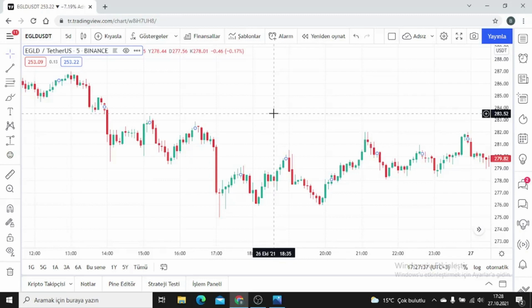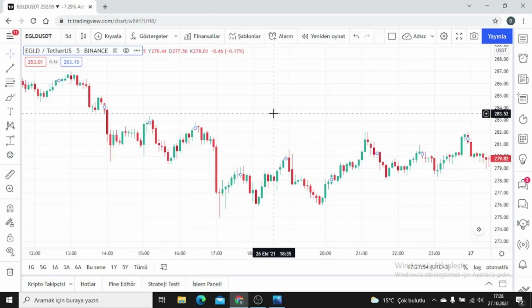Actually, I couldn't find the indicator that I'm going to show you here on TradingView. But I realized that the indicator I found here is better than the indicator I will show you. And while I was telling you something, I discovered something new thanks to you.